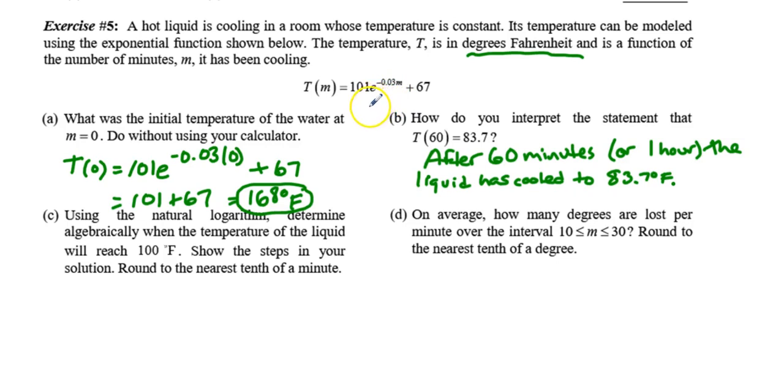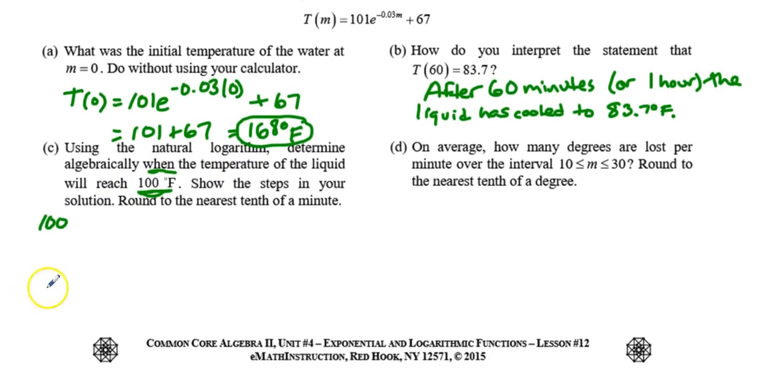More interesting question is, all right, I want to know what amount of time it's going to take to get to a particular temperature. Okay, so we're going to use the natural log in here, right? Because natural log finds us time to get to a particular amount. All right? So, reading through this problem, it says determine algebraically when, so that's a good clue, we're going to solve for amount of time, the temperature is going to be 100 degrees. So the 100 degrees is my temperature here, and the time is unknown.